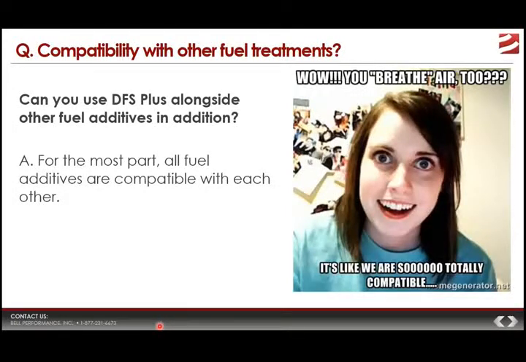You're not going to have a situation where if you take a DFS Plus and a Stabil, or you have a Startron and you add Mexico alongside of it, one's going to cause something to happen. There's not going to be a chemical reaction and your engine's going to blow up. So pretty much the answer is yes, pretty much all fuel additives are compatible and can be used with all other fuel additives.